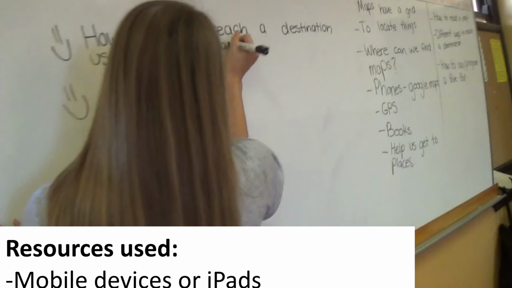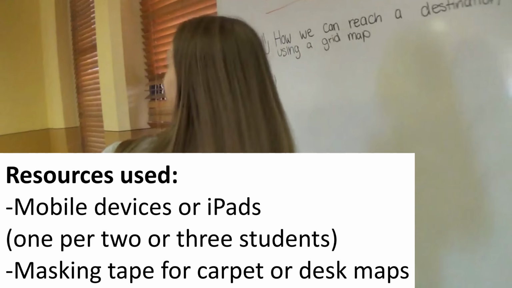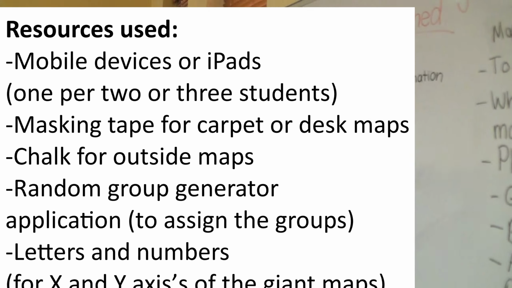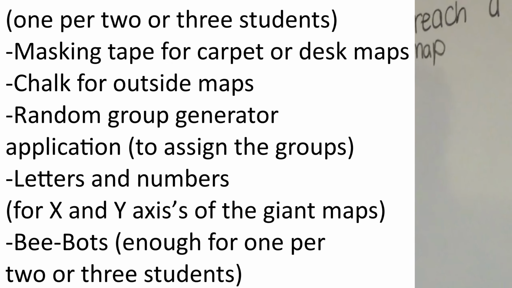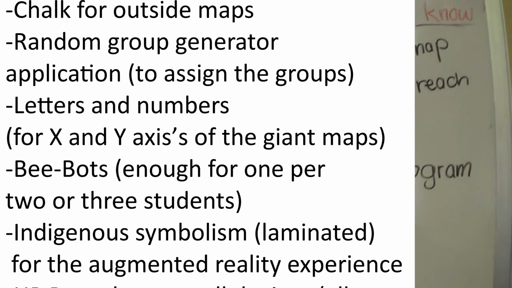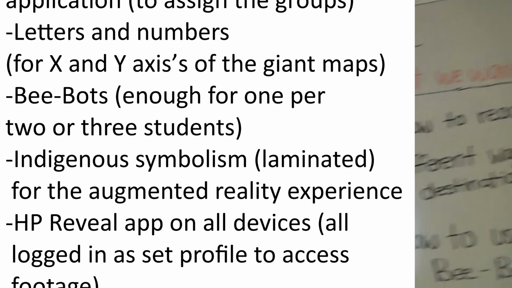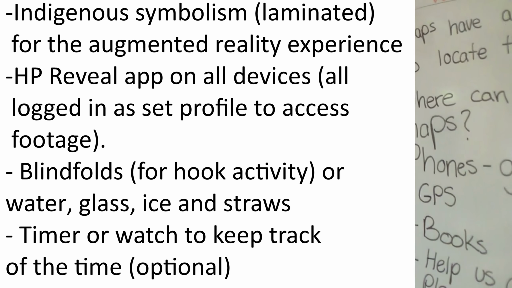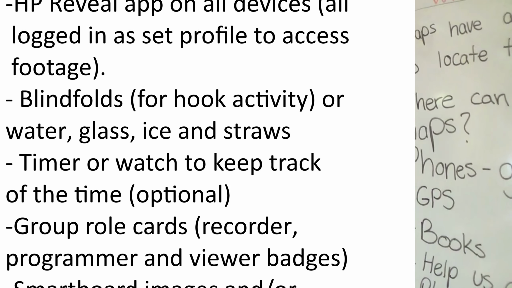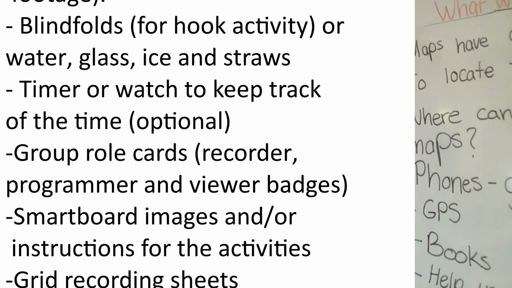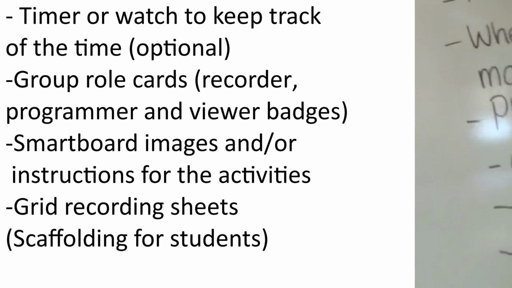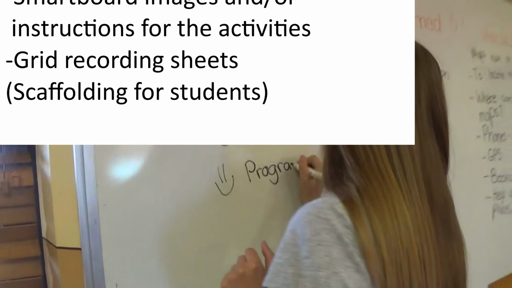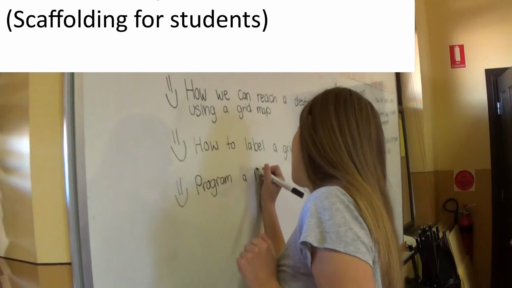For this lesson, the resources include mobile devices or iPads, 1 per 2 or 3 students, masking tape for carpet maps, a random group generator application to assign the groups, letters and numbers for the X or Y axes of the giant maps, Bebots, enough for 1 per 2 or 3 students, Indigenous symbolism printouts for the augmented reality experience, the HP Reveal app on all devices, all logged in as the universal profile to access the footage, blindfolds, a timer to keep track of the time, group role cards, smartboard images and or instructions for the activities, and the scaffolding sheets.